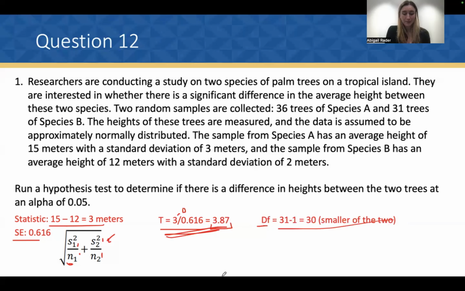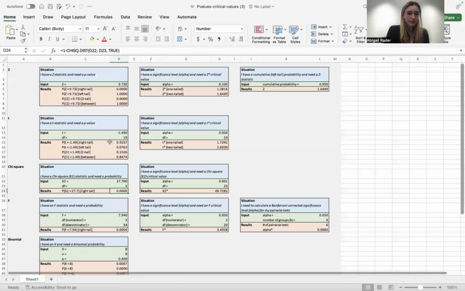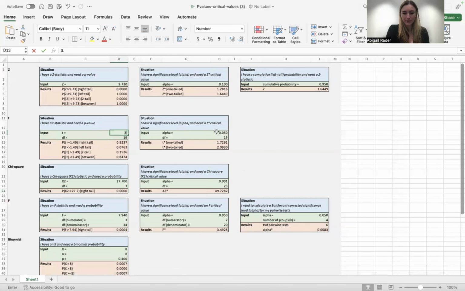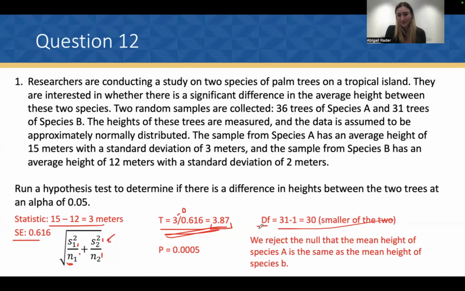So then we just go into our critical value sheet. We say 3.87, 30. Our 2 tail t-test is 0.0005. Obviously that's less than 0.05, so we reject the null that the mean heights are the same. And that provides evidence that there's a difference between these two. We don't know the direction of the difference, but we just say that there's a difference.